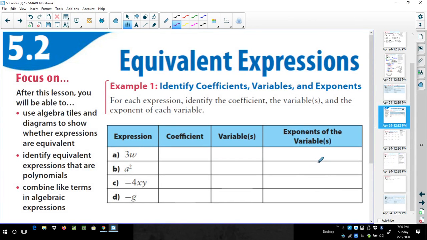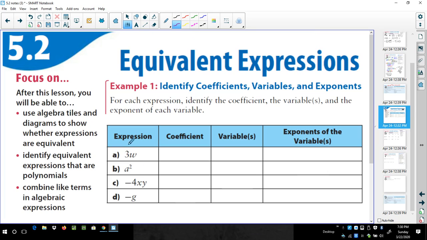Hello, today we're going to be talking about equivalent expressions. We're going to look at identifying coefficients, variables, and exponents, and then we will look at combining like terms. Let's start off with identifying the coefficients, variables, and exponents.